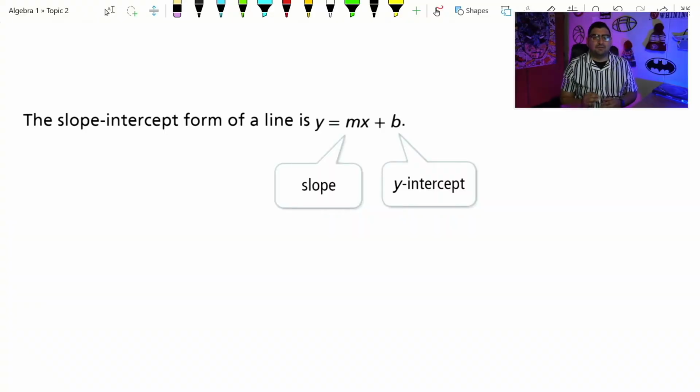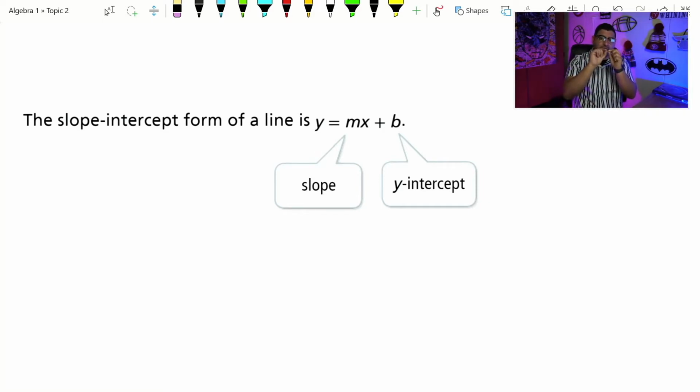So the slope-intercept form is the equation y equals mx plus b. It's used to describe the form or the equation of a line. And it's used quite often because all you need are two pieces of information. Number one, as the name suggests, is the slope. And number two, also in the name, is the y-intercept, which is why they call it the slope-intercept form. If we have those two pieces of information, we can write the equation to any line.